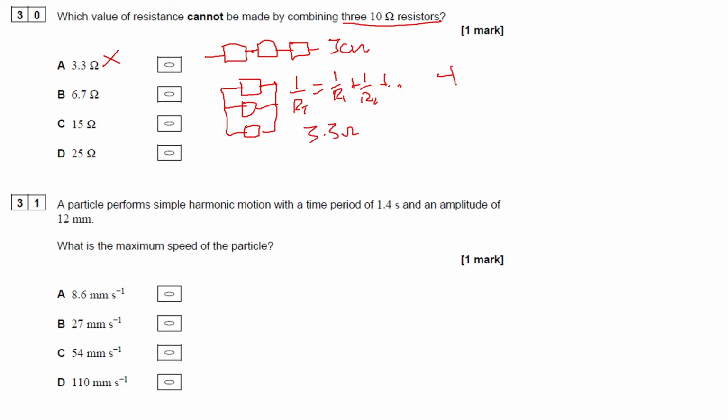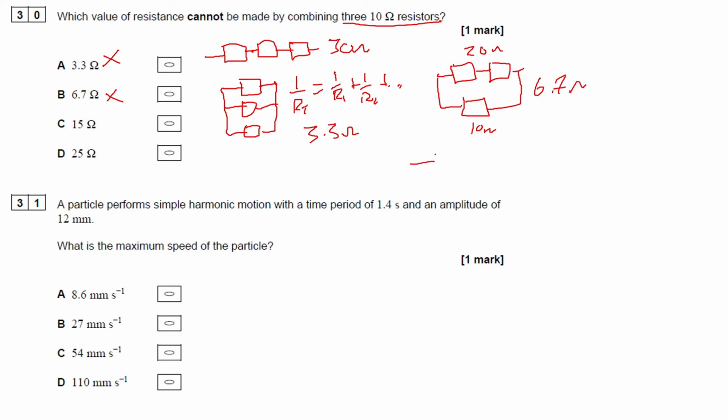I could also maybe combine it like this. So 2 of them in series with the other one in parallel. And again, the 2 here in series will be 20 ohms, and this is 10 ohms. And therefore I can use my parallel circuit rule, and I get 6.7 ohms in this example. So it can't be B.